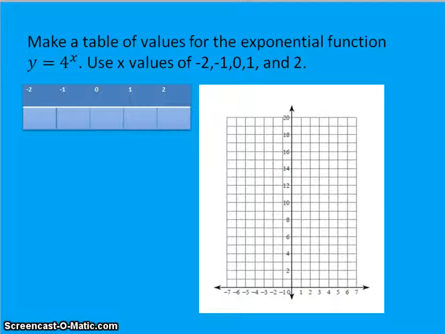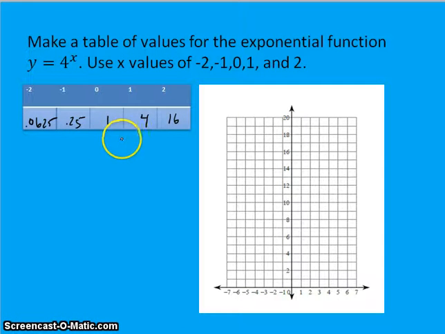So let's graph an exponential function. We're going to start by making a table of values for -2, -1, 0, 1, and 2. We're just going to type it into our calculator. It's 4 to the x, so 4 raised to the -2nd power is 0.0625. So that's a pretty small number. 4 raised to the -1st is 0.25. 4 raised to the 0 is going to be 1. 4 raised to the 1st power is 4, and 4 squared is 16.